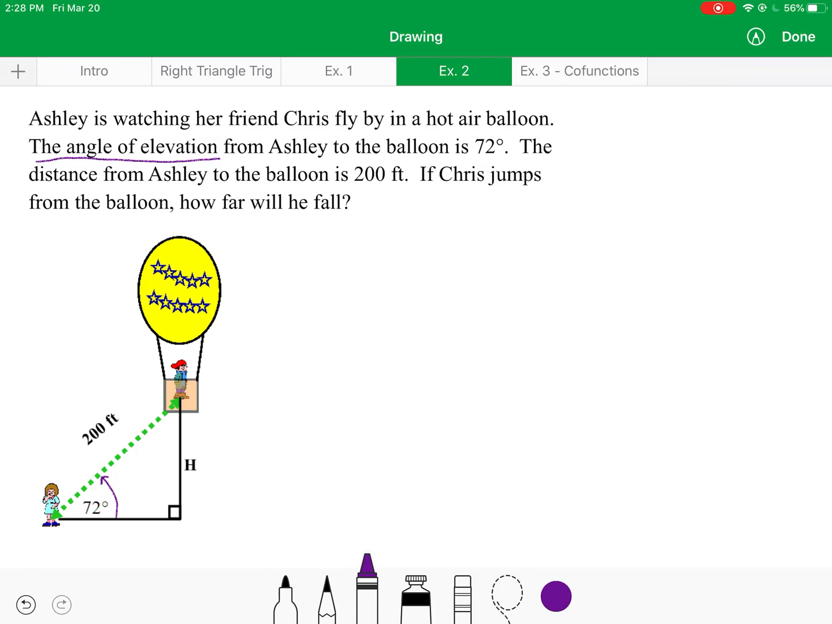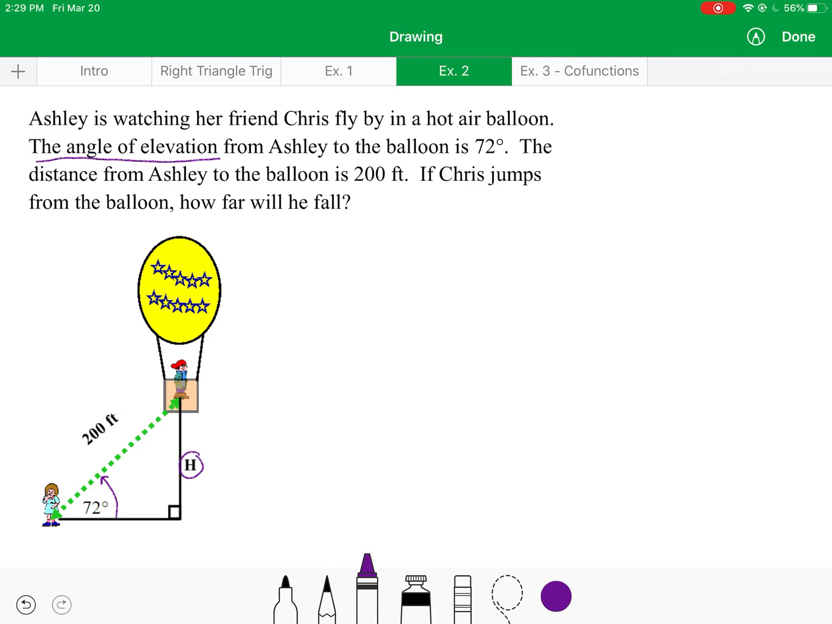It says the distance from Ashley to the balloon is 200 feet. We want to know if Chris jumps from the balloon, how far will he fall, right? So think about, we're trying to find H here in the picture. Notice there's a right triangle associated with this. We're considering he's going to fall straight down to where it would create a right triangle. And that side length would be opposite the 72 degree angle of elevation we know. And then the 200 feet would represent the hypotenuse of that triangle.